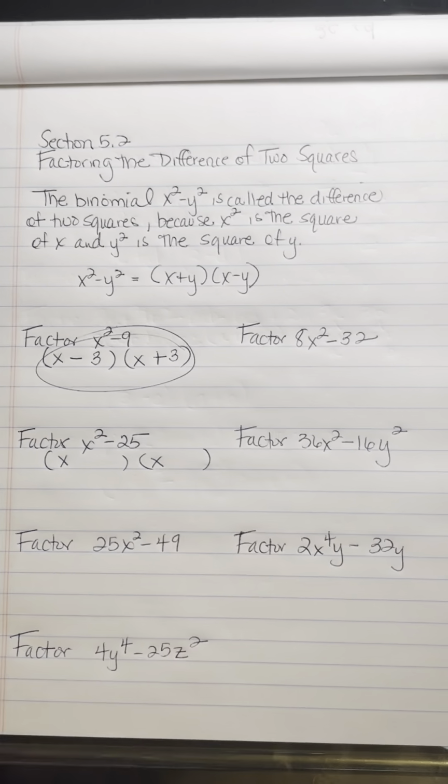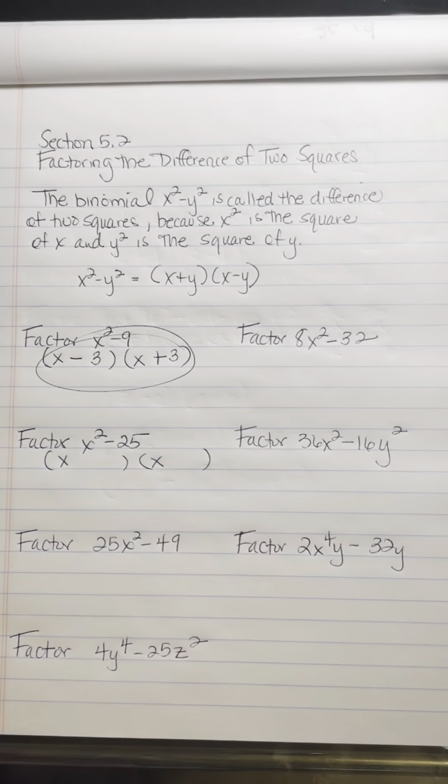I want you to be able to get a visual of what difference of squares means, and just have it: 2 times 2, 4 times 4, 3 times 3, 9 times 9, 7 times 7, 8 times 8. Those are differences of squares, okay? Let's look at this last one.